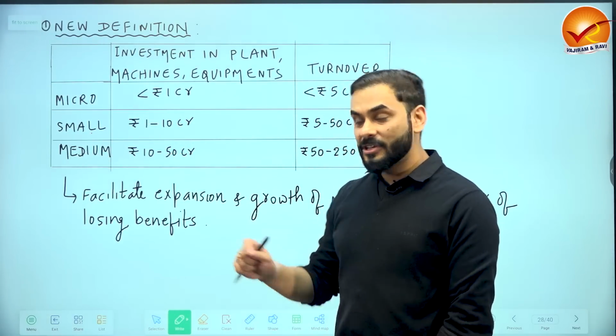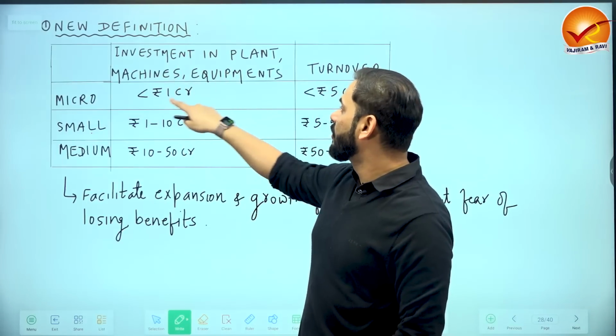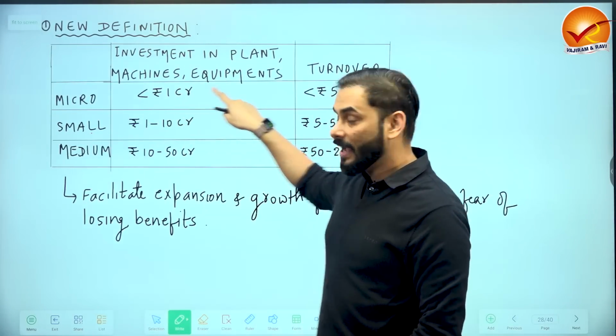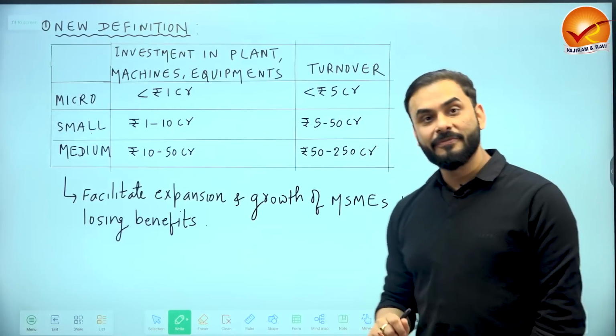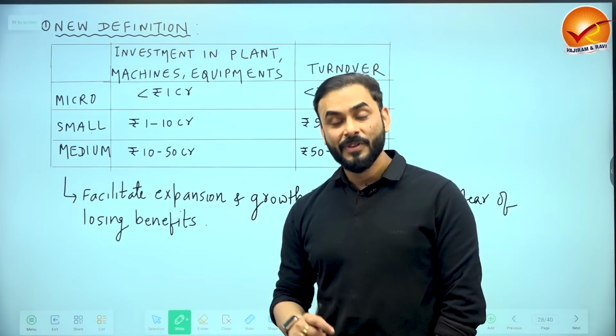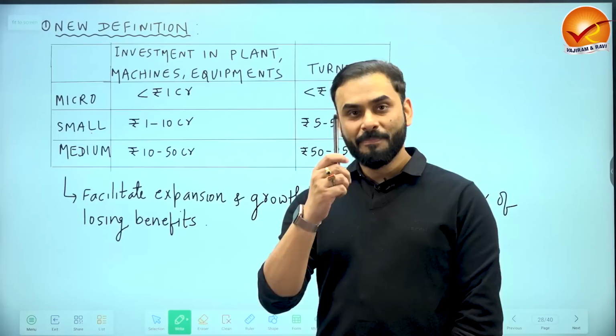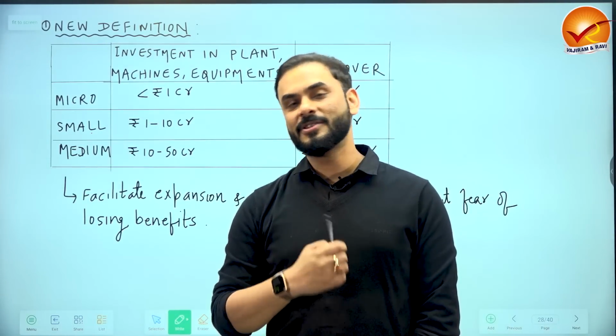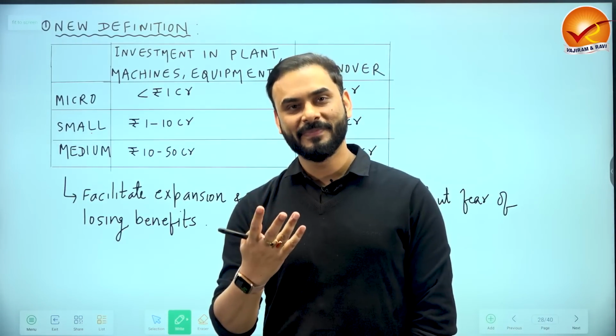So whenever the investment in plants, machine and equipment is less than 1 crore, right? And the turnover is less than 5 crore. So suppose I sell 1 pen in 1 year. The price of this pen is 1 lakh rupees. So what is my turnover? 1 lakh, right?